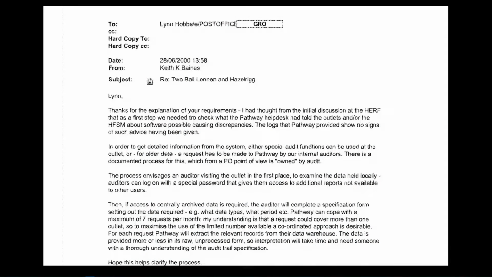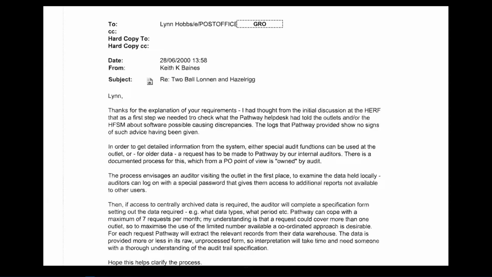And it seems there a rather binary choice, that if it is current, it can be obtained from Horizon, and only if it's older data can a request be made to Pathway. Is that a distinction that you remember at all? Yes, in the sense of at the branch, data was available, and I can't remember how many days, but perhaps for a trading statement's worth of days, 40 days or something like that. And then any data beyond that period of time would not be accessible in the branch, so you would have to request it from Fujitsu, or Pathway in this case.